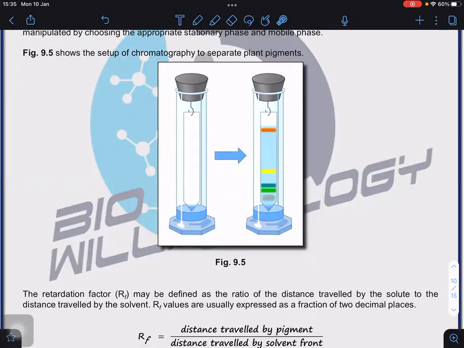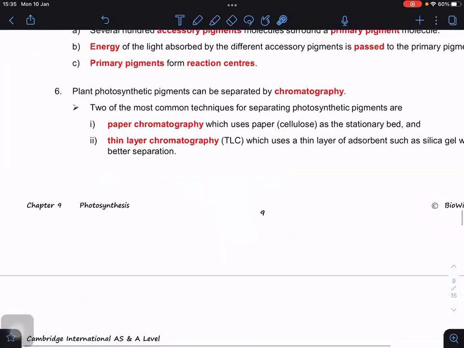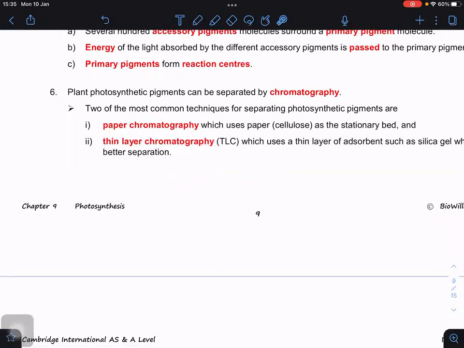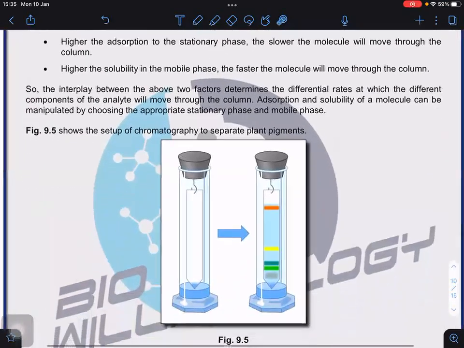Basically, this blue color is the solvent. Solvent is also known as the mobile phase, because the solvent is going to travel up this strip. This strip is known as paper chromatography or thin layer chromatography. It depends on the material. If the material is silica gel, we call it a thin layer chromatography strip. If it's a cellulose paper, we call it paper chromatography. It doesn't matter as long as you allow the solvent to move.